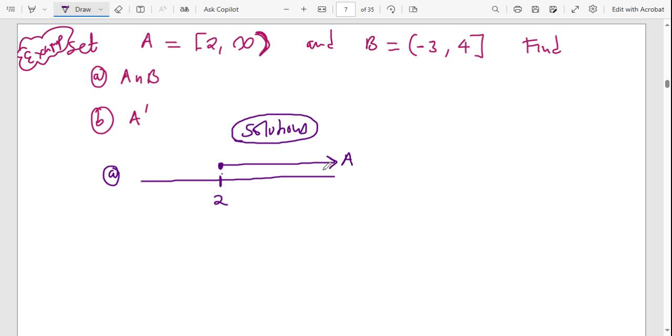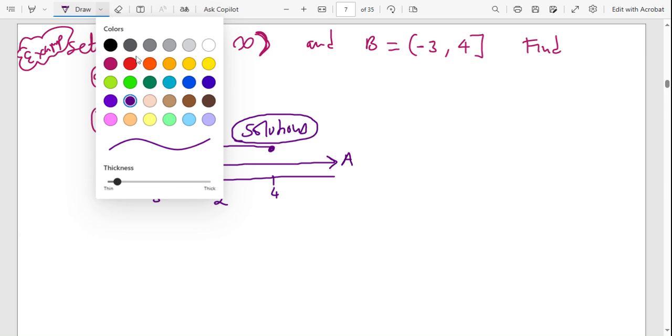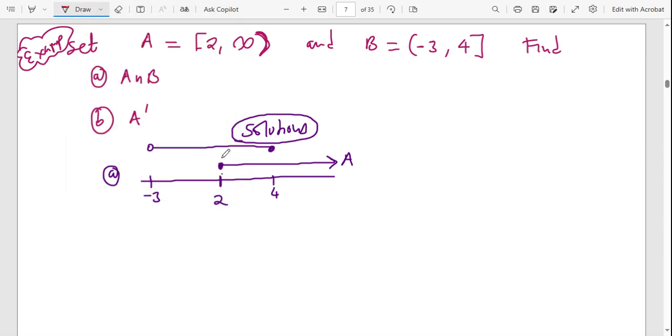That is the set A. So for infinity, you don't know where infinity is, so you put an arrow. It's not like a number if they've given you a number. The set B is from -3 up to 4. So -3 is not being included, but 4 is being included, like that. Therefore, the intersection of these two sets will be here where they are meeting. So we'll shade this part.